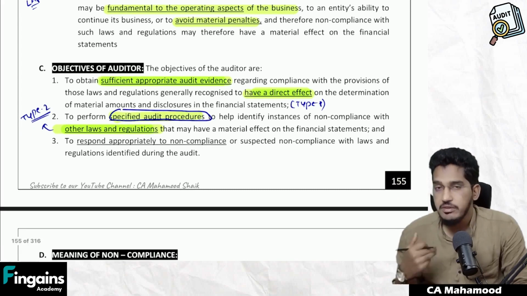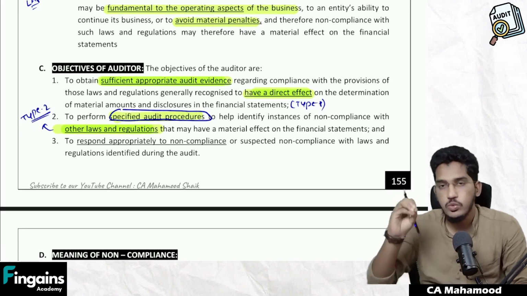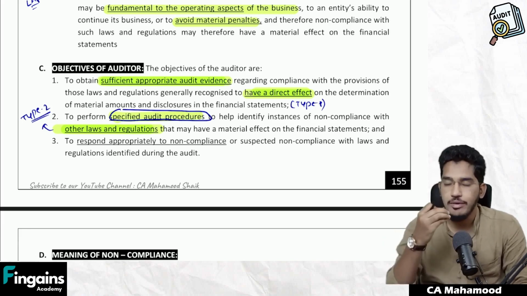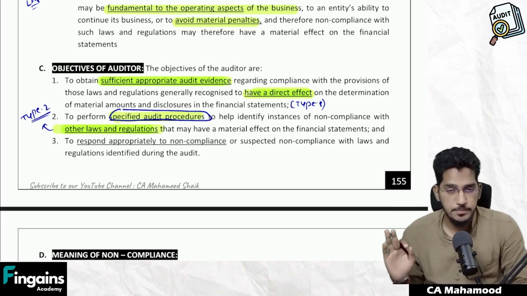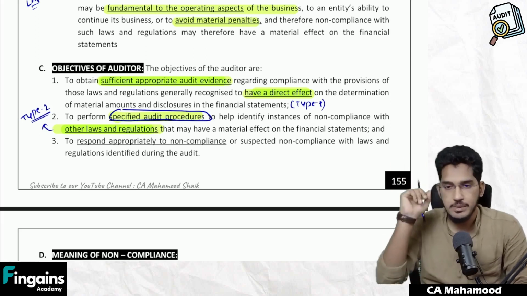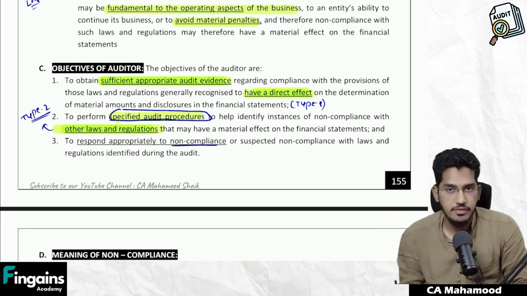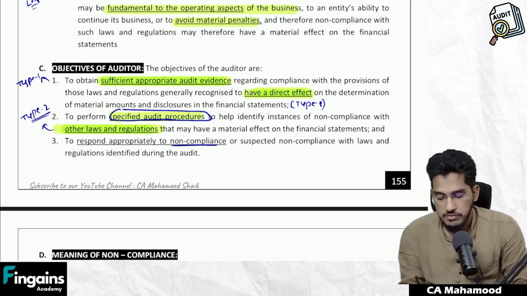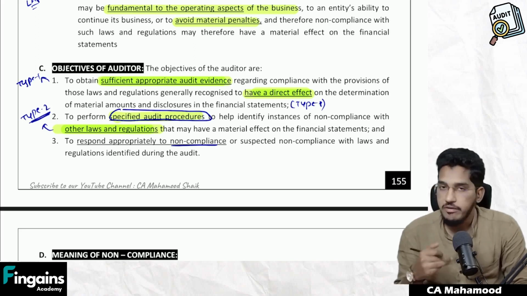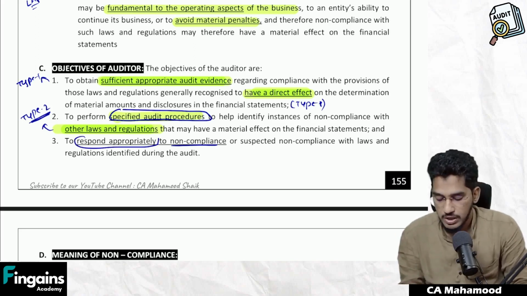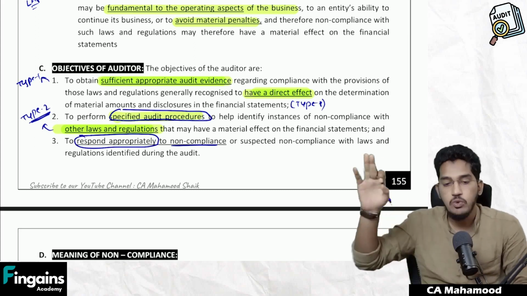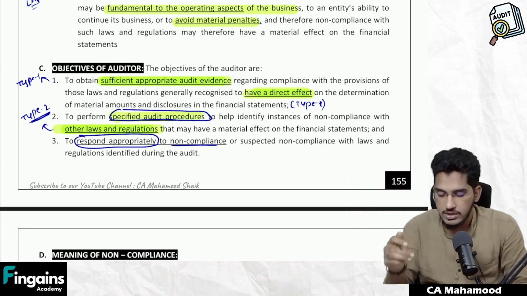And also, whatever your observations and findings are, you are required to respond appropriately. You have to communicate appropriately in your auditor's report. How to communicate in the auditor's report? That's what I have explained in the chat previously: respond appropriately to non-compliances or suspected non-compliances with laws and regulations identified during the audit. That means once you have performed in-depth audit procedures regarding Type 1, and specified audit procedures regarding Type 2, if you find any non-compliances, you have to respond appropriately. You have to report appropriately. How to report appropriately? That's what I have explained in the chat.